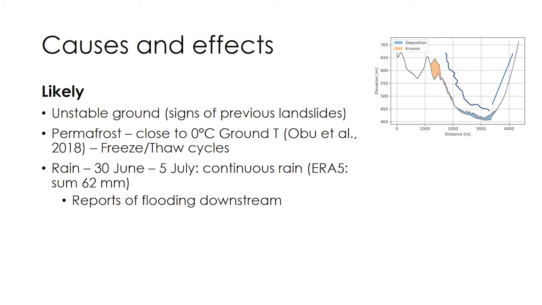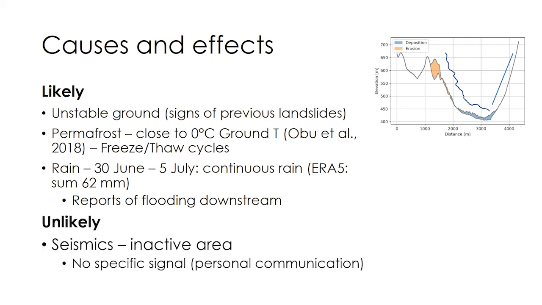And there was also seemingly a significant rain event from the 30th of June to the 5th of July. According to the ERA5 reanalysis data, we have around 62 millimeters of precipitation, but that was perhaps more because there were reports of flooding downstream. And this is a mountain area, so there might have been a lot more.